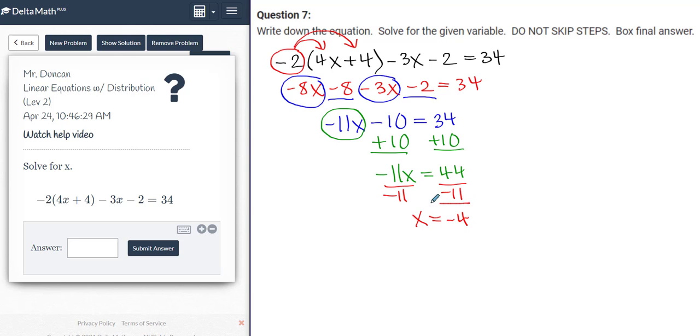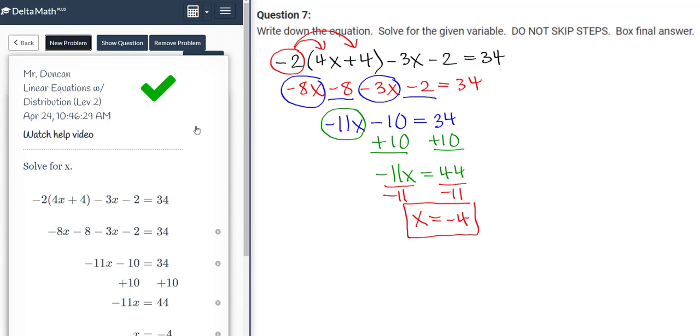So box final answer, our final answer is x is equal to -4. Let's check it out. Now we don't have to put in x equals -4. We're just going to put in what x is equal to because the instructions said solve for x. Well, what is x? x is -4. There you have it.